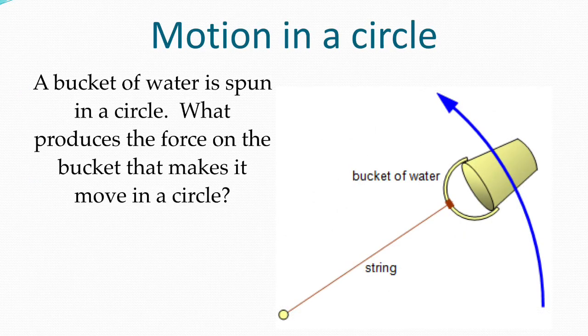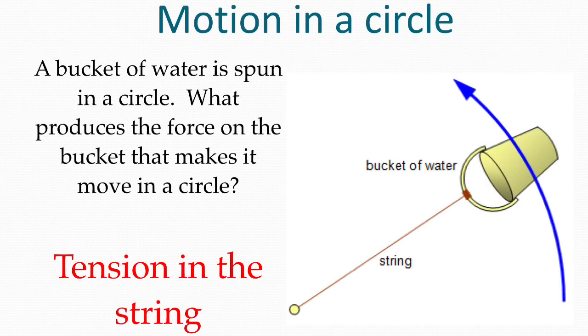A bucket of water is spun in a circle. What do you think produces the force on the bucket that makes it move in a circle? The answer is the tension in the string. And as you can see, the tension in the string is pulling the bucket towards the centre of the circle.